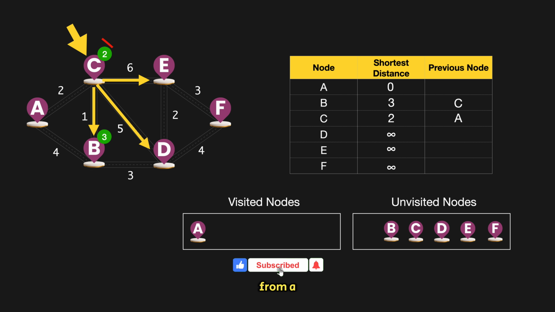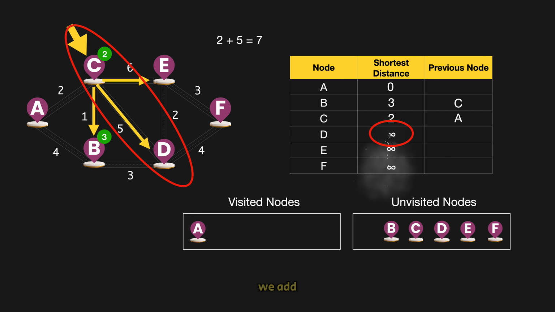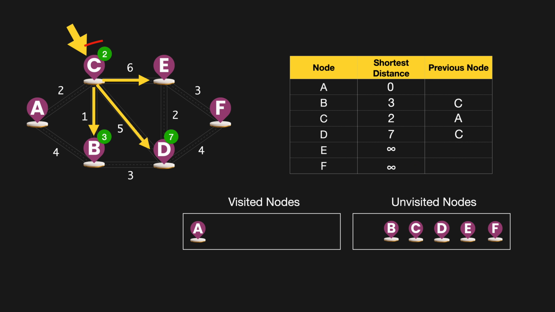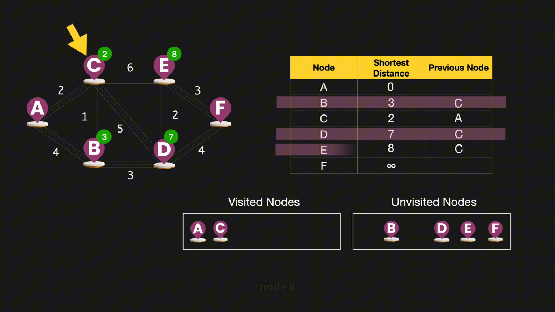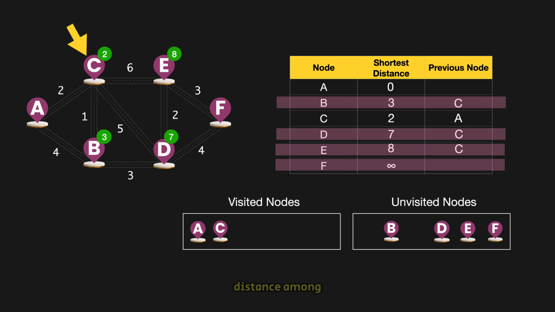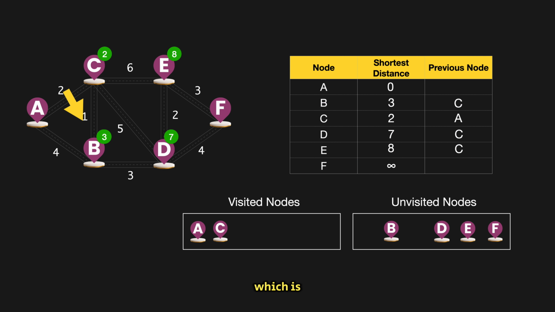The distance from A to D through C is 7. That's 2 from A to C plus 5 from C to D. We add this to the table and set C as the previous node for D. The distance to E through C is 8. We add this to the table and set C as the previous node for E. Now that we have checked all the neighbors of C, we can mark node C as visited. Next, we move to node B because it has the shortest distance among the unvisited nodes, which is 3.